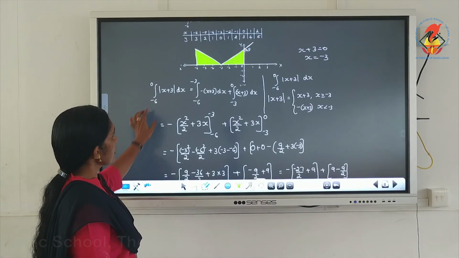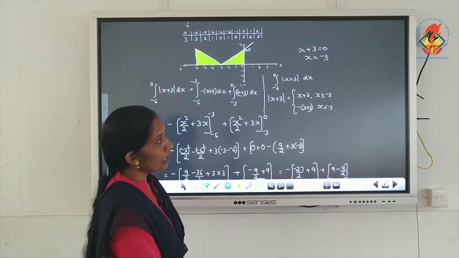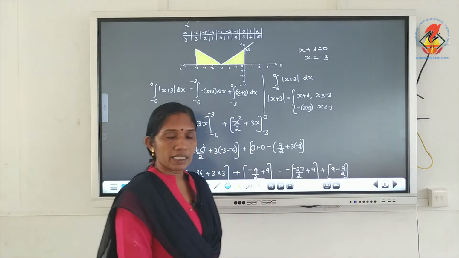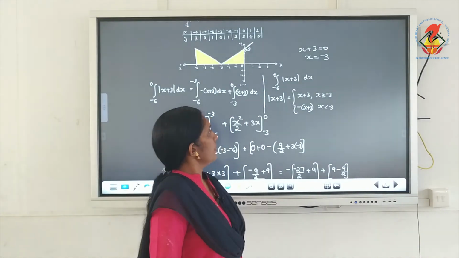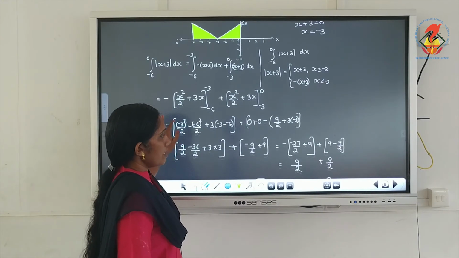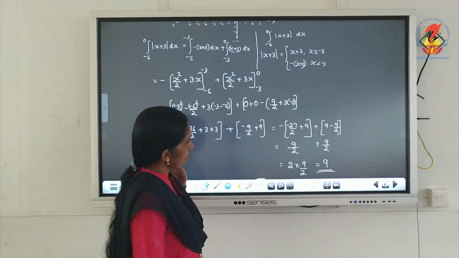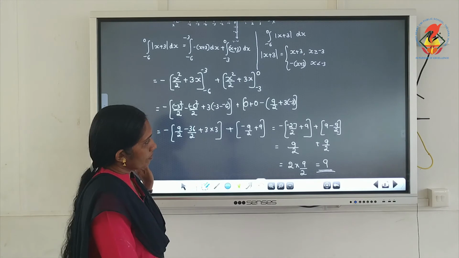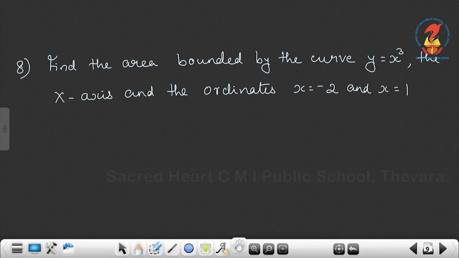So, when modulus comes, you have to split like this, then you have to do. Okay. And also if area is negative, you have to write as positive value since area is always positive. So the answer is 9. Now the next one.